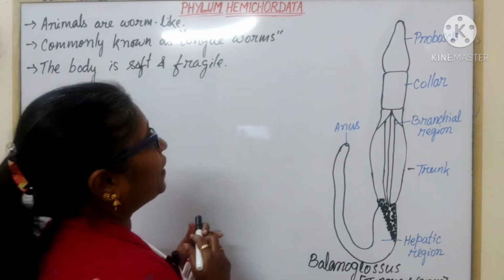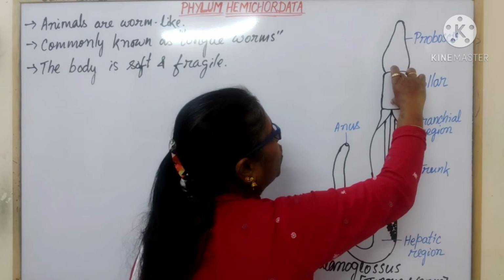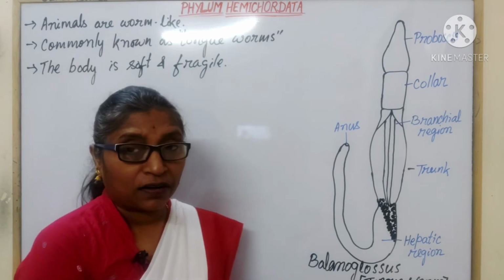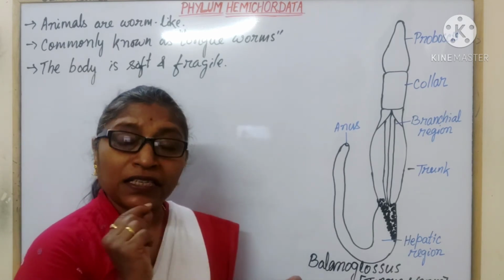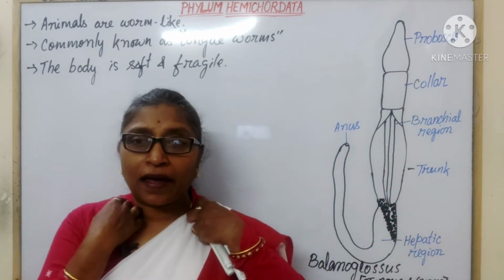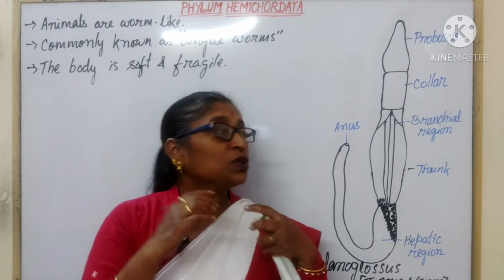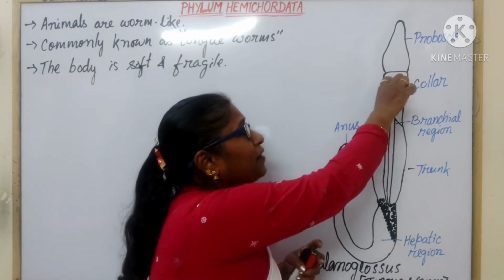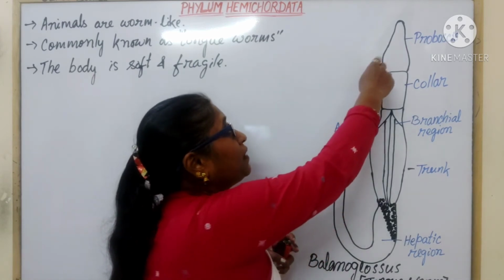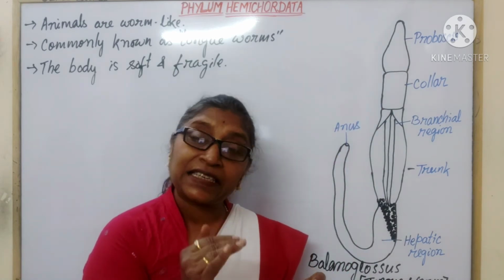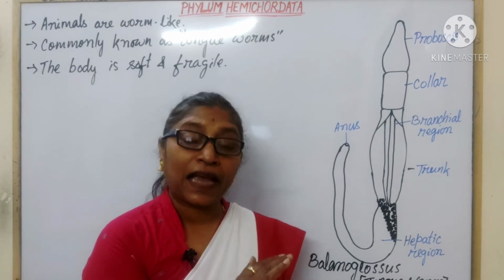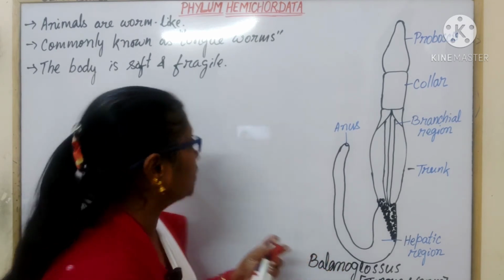The body is divided into the anterior proboscis, the collar, and the longer part, the trunk. You see, the mouth is present in between the proboscis and collar. A band-like structure present below the mouth is called the collar. And this is the proboscis, the organ which is extended from the buccal cavity, and within it the stomochord is extended. This is similar to notochord.